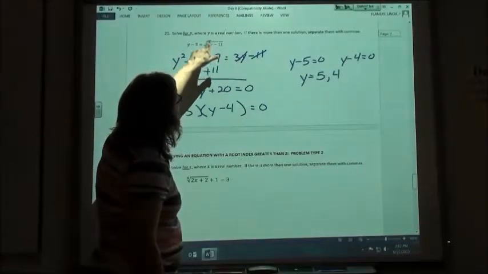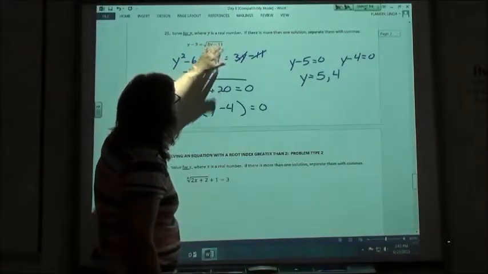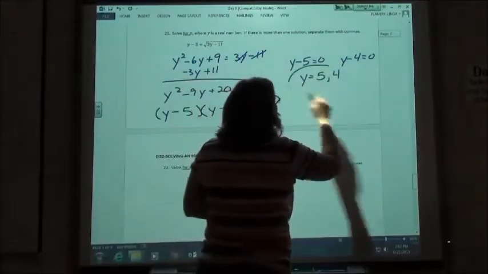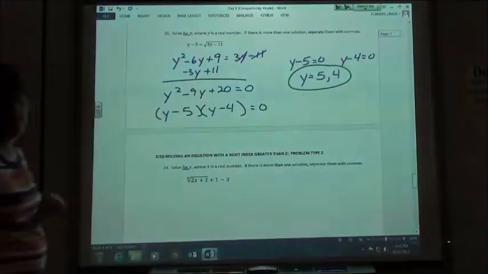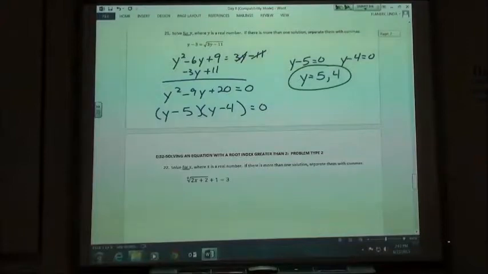4 minus 3 is 1. 3 times 4 is 12. 12 minus 11 is 1. The square root of 1 is still equal to 1. So in this case, both of my numbers check and are okay. Have you seen? The positive ones work, the negative ones haven't worked.